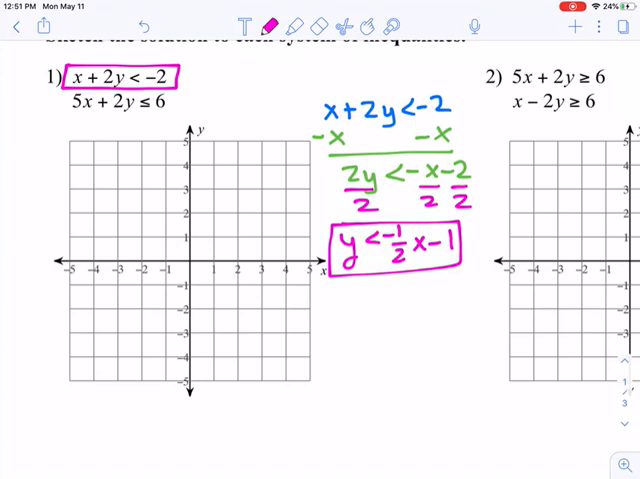To graph this line, we're going to start down at negative 1 on the y-axis. And if I have a slope of negative 1/2, I'm going to travel down 1 and forward 2. And I can travel that a couple times. My inequality is a less than, which means that it's going to be a dotted line. And less than is underneath, so if you want to, you can write the word under or put a little dot.